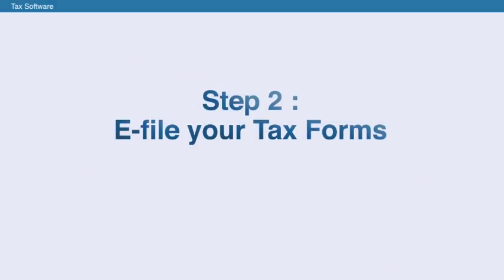Step 2 is to e-file your tax forms. If you used the software last year to e-file, your account information will roll over along with your company and recipient data, assuming you rolled your data over, of course.